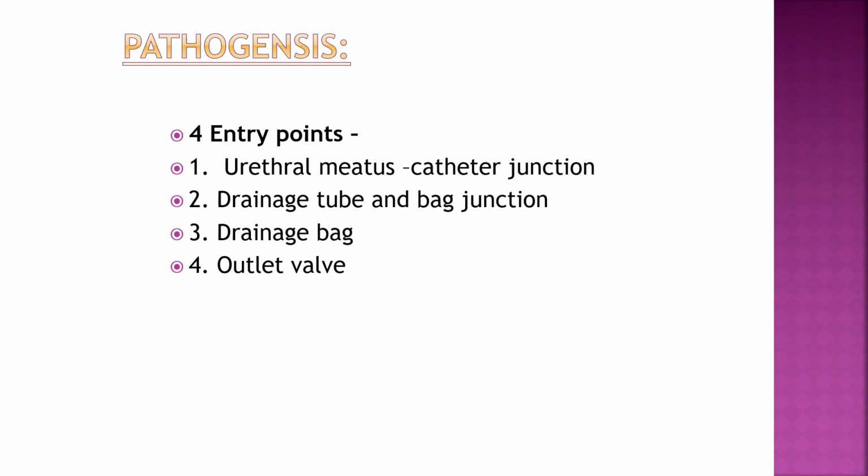Now we will see pathogenesis. There are mainly 4 entry points to cause catheter associated UTI. First is the urethral meatus and catheter junction. Second is the drainage tube and bag junction. Third is the entry present in the drainage bag, and fourth is at the outlet valve of the drainage bag.